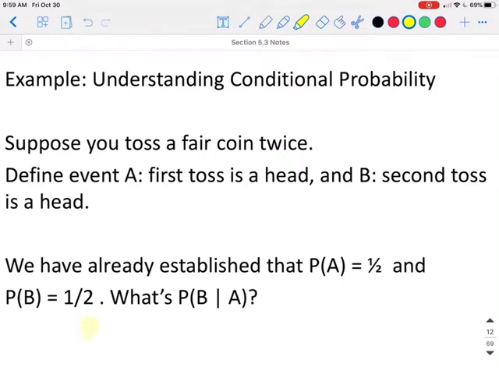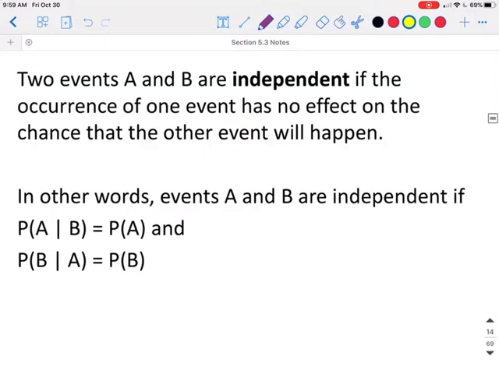In this case, the probability of event B is equal to the probability of event B given event A. Because we know that the first toss of getting a head does not affect the probability of the second toss also being a head.